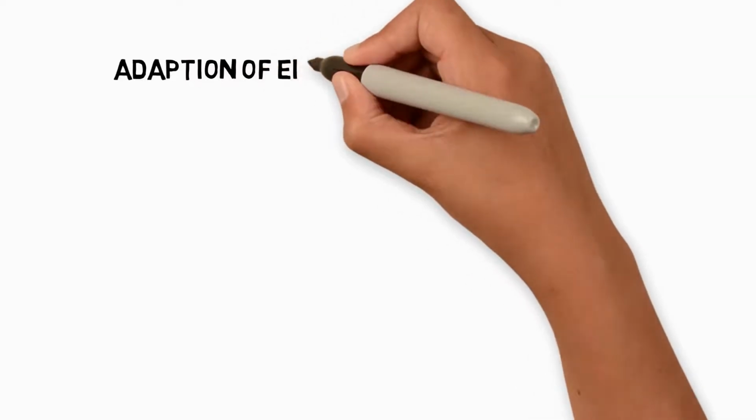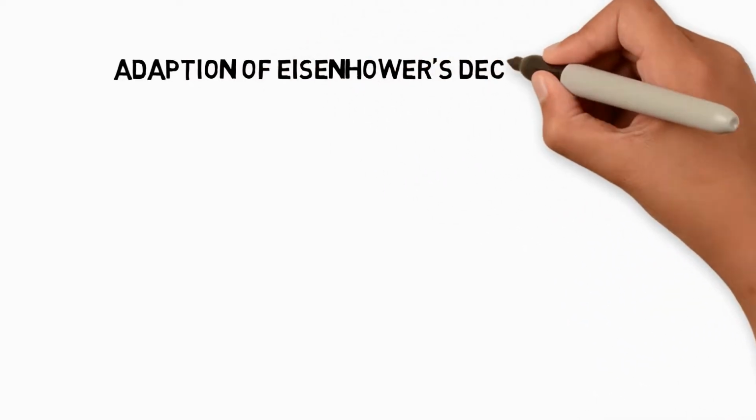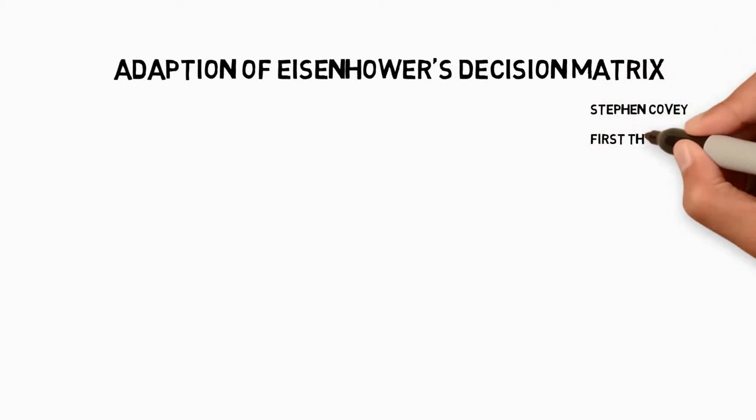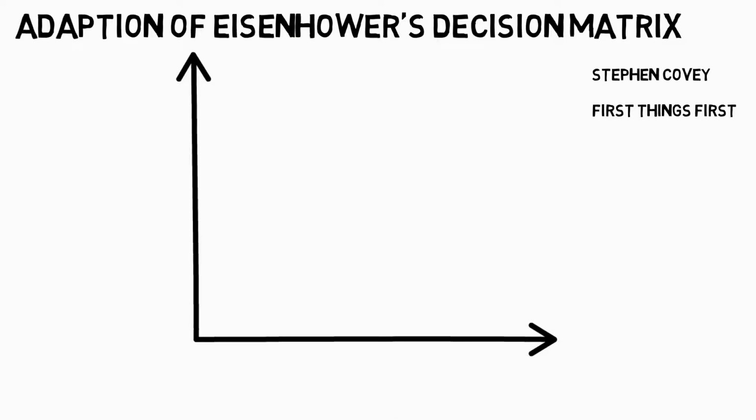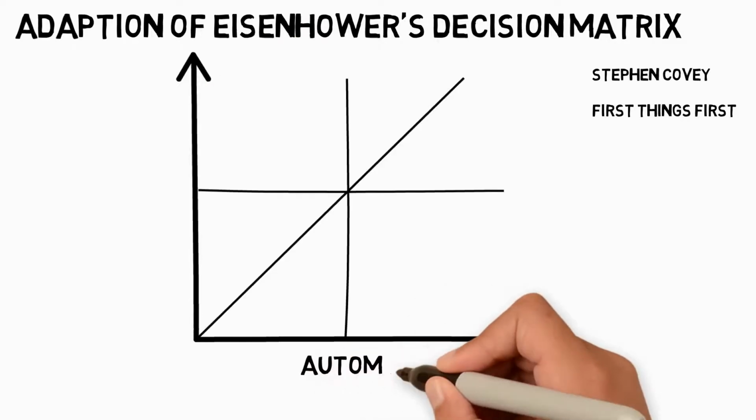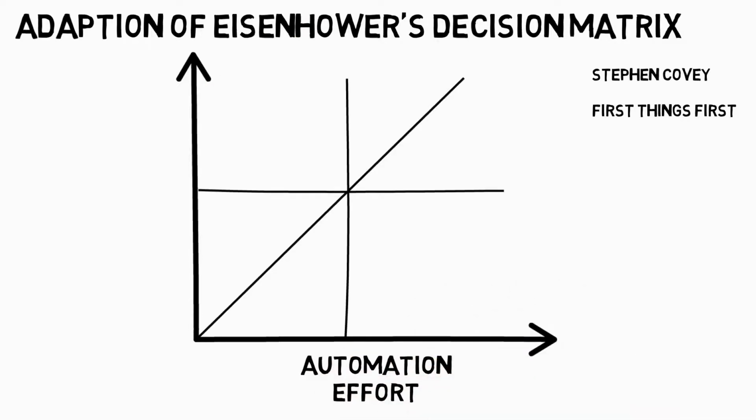I have adapted the approach suggested in the paper by combining it with Eisenhower's decision matrix, which was first popularized by Stephen Covey's book First Things First. The original technique ranks urgency and importance and groups tasks into 4 quadrants, to which different approaches are applied. My adaptation replaces the 2 axes with automation effort, and the cost of not automating the task.